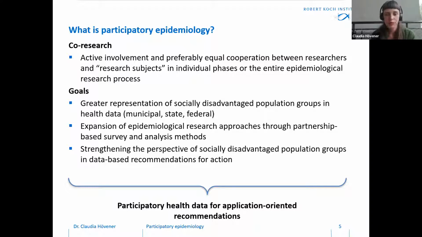And that is possible by understanding what it needs to make them participate. So basically, participatory health research can help to come up with really application-oriented recommendations that we can use and that are important and relevant for all stakeholders involved.